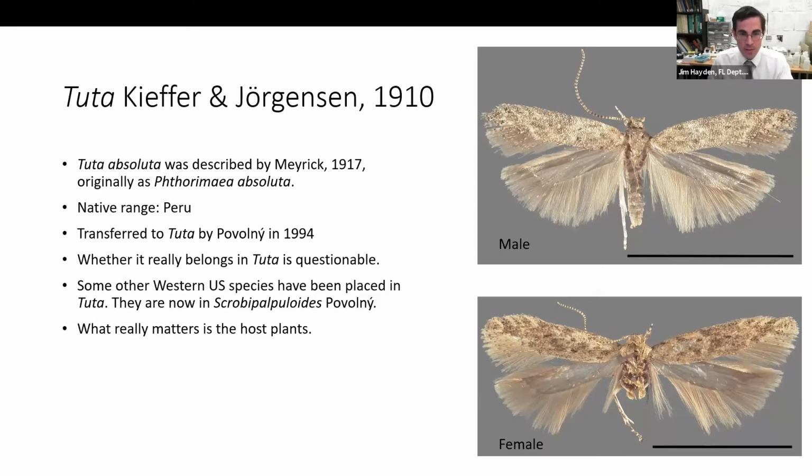There are some Western species that have been placed in Scrobipalpuloides, Povolný. The type species, if you're familiar with the concept of a type species of a genus, the type species of Tuta is something called Tuta atriplicella, which is described from Argentina, and it feeds in a species of Atriplex. So I kind of suspect that there's additional reason to think that absoluta might belong elsewhere, but I'm not going to go there right now.